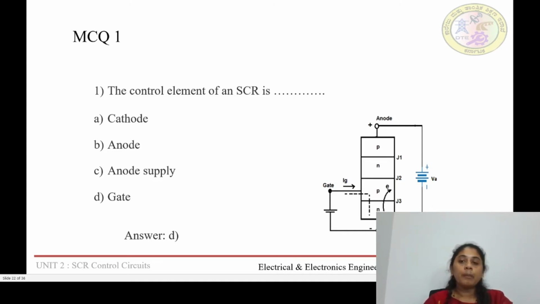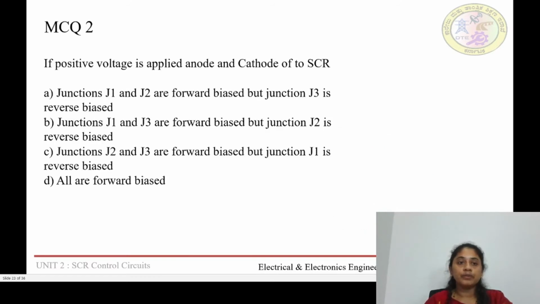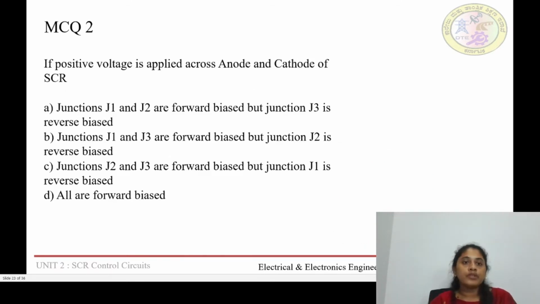You also have to keep in mind that once an SCR is triggered, the gate loses control over the SCR. Gate is used only to turn on the SCR. Okay, now let's move on to multiple choice question 2. If positive voltage is applied across anode and cathode of the SCR, options are: A, junctions J1 and J3 are forward biased and junction J3 is reverse biased. B, junctions J1 and J3 are forward biased but J2 is reverse biased.